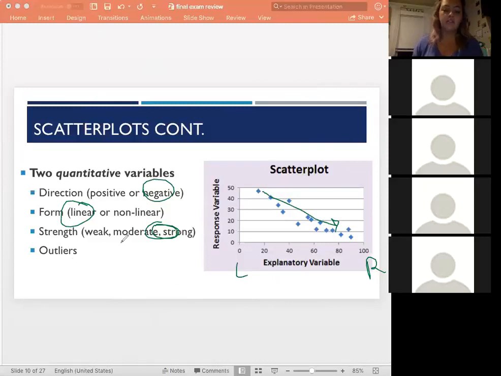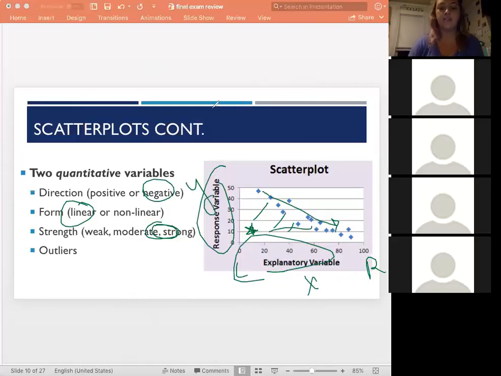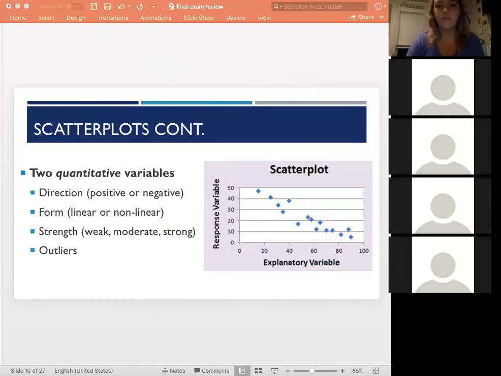And outliers, I don't really see any here, but if I were to put a value over here, that would be an outlier, something that's super far off from any point that's there. And once again, here we have our explanatory and response variable, as we talked about earlier: the x-axis here is for explanatory, and then the y-axis is our response variable.